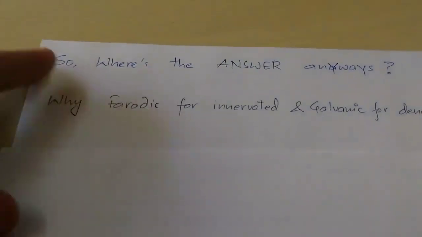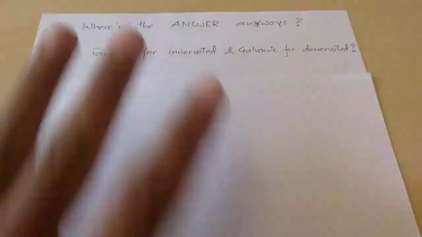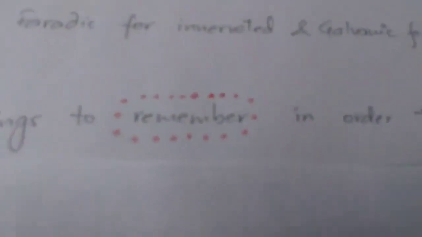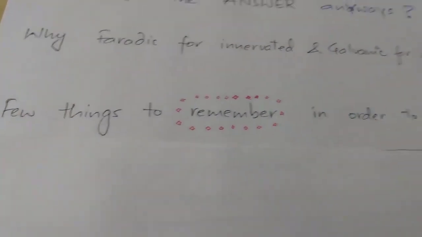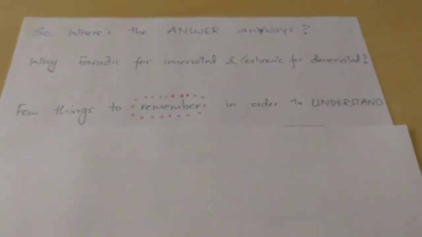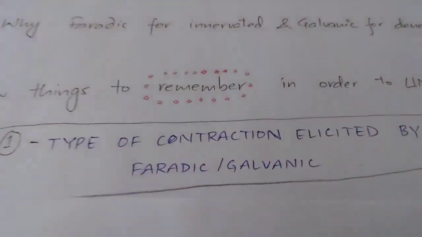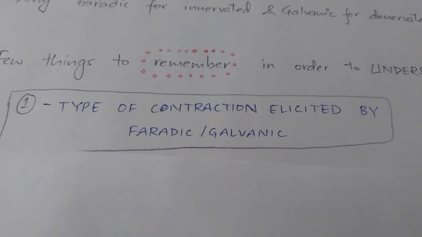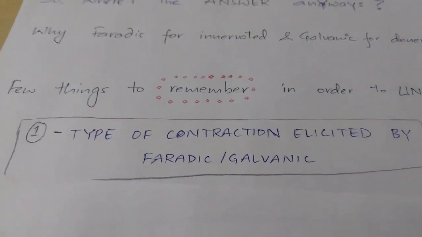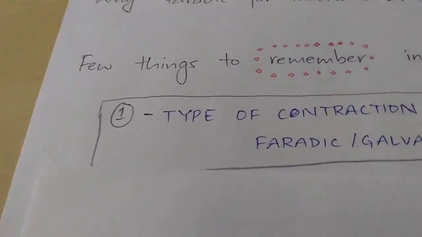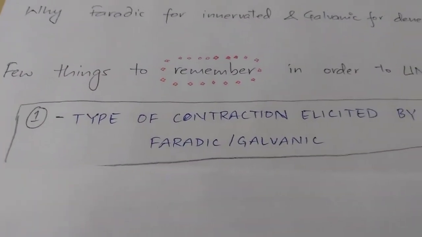So where's our answer anyways? Why Faradic for innervated and galvanic for denervated? So we have to keep a few things in our mind, a few things to remember in order to understand. First one is the type of contraction elicited by Faradic or galvanic. What is the type of contraction? Suppose there are two types of patients with their muscles innervated or denervated.